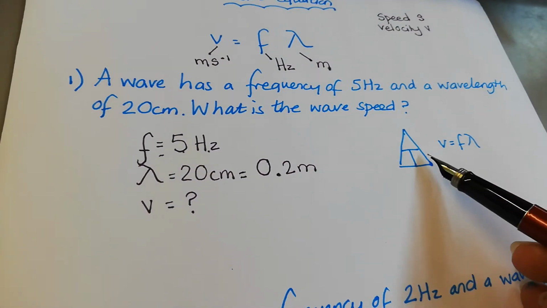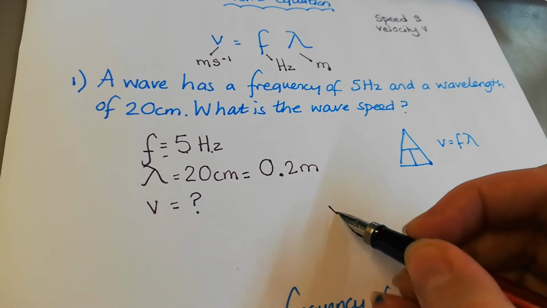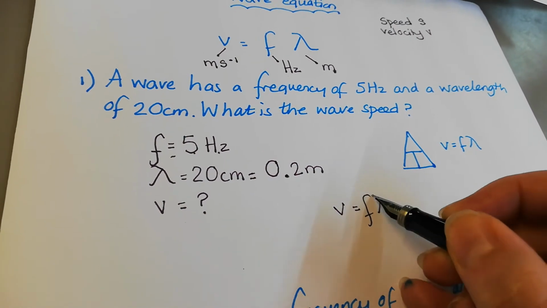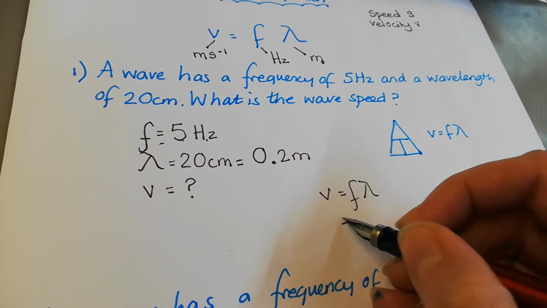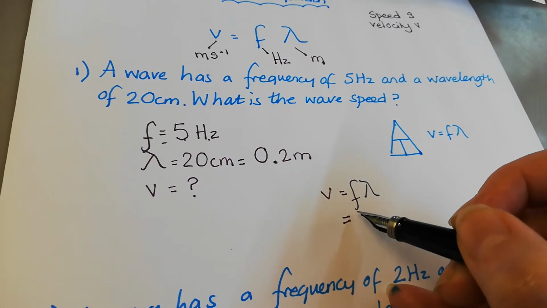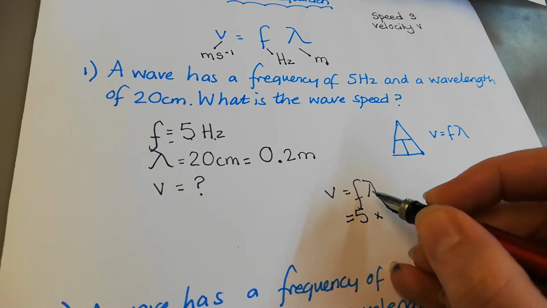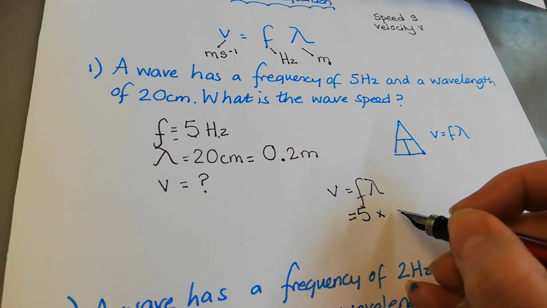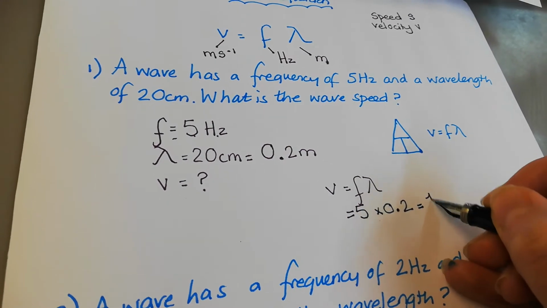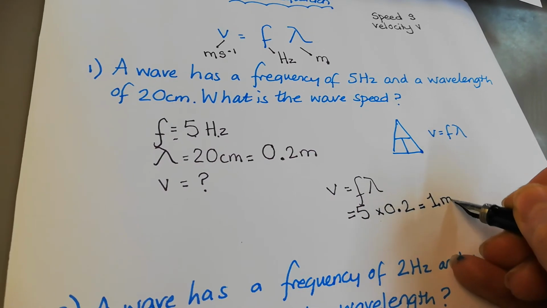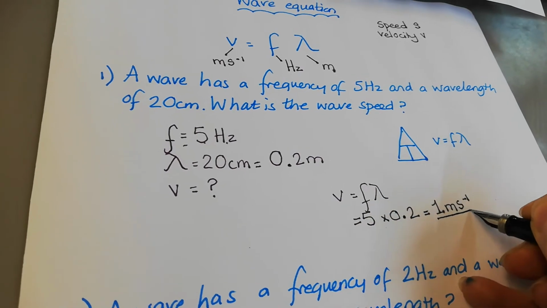Do I need the triangle? Well, actually, I'm trying to find V. And V, I know, equals frequency times wavelength. So in this case, no, I don't need the triangle. I write down the equation, then I substitute for F, I write 5, and for the wavelength, I write 0.2 meters. 5 times 0.2 is 1, and I mustn't forget that my wave speed is measured in meters per second, and that is my answer.